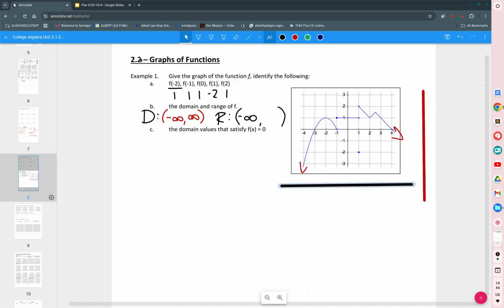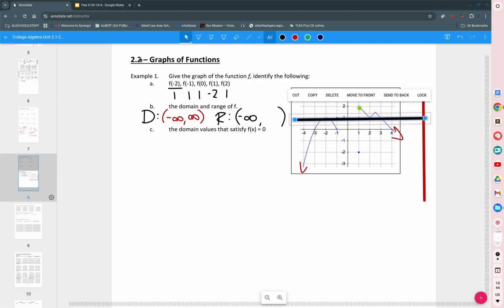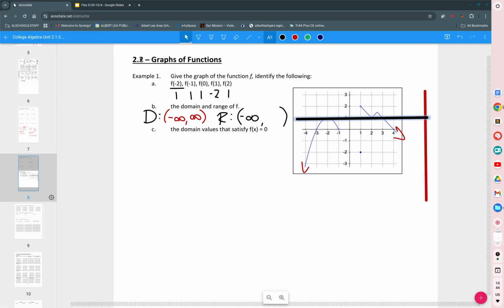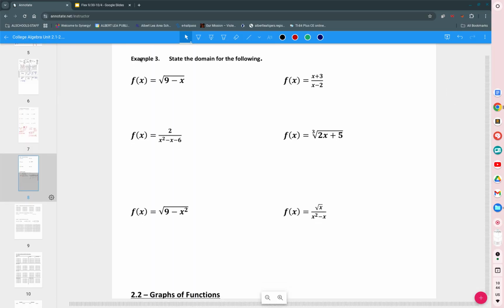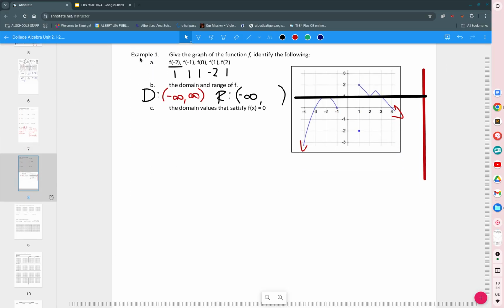I have my range starting down at -infinity, and it continues on up. I have values here. I have values also here. But I start to run out of values when I get to the value of 2. So it goes to 2. Notice how I have a parenthesis and not a bracket. Okay. Any questions on domain or range?